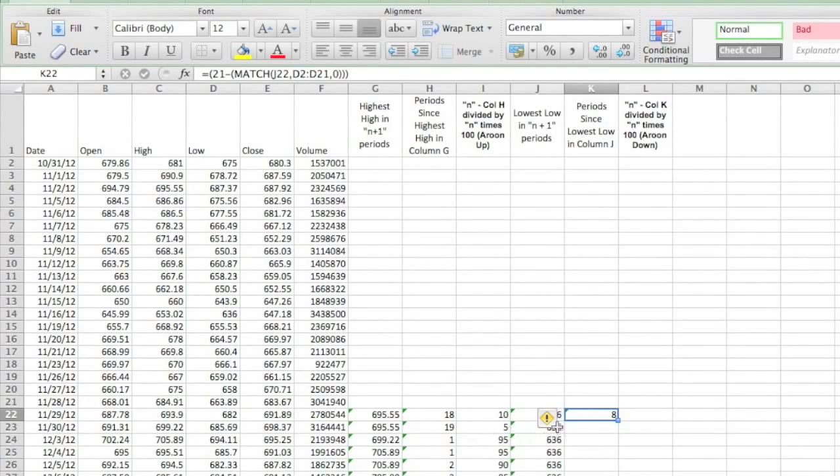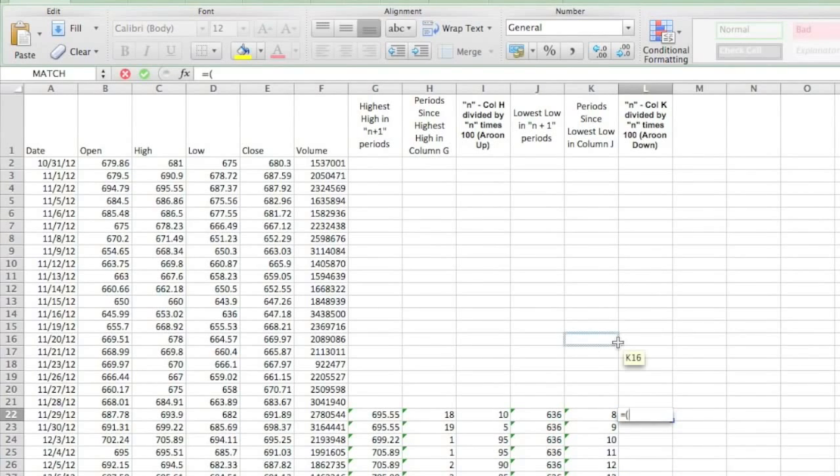So we have 8 days. Let's see, 636, which is here: 1, 2, 3, 4, 5, 6, 7, 8. So it's correct. Double click to fill in the rest. Now, same thing, n equals 20: two open parentheses, 20 minus column K, close one parentheses, divided by 20, close the parentheses, and multiply that by 100. We get 60. Just by looking at these two values, 60 and 10, you see there's more downside factored in than there is upside. That's why they move opposite of each other.